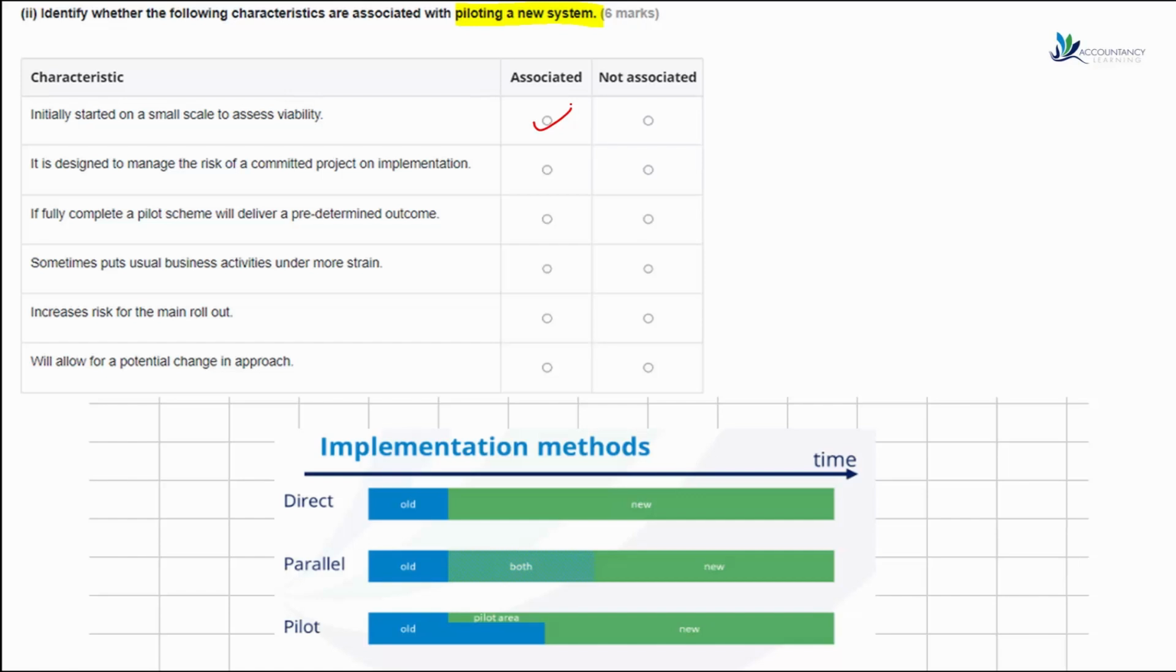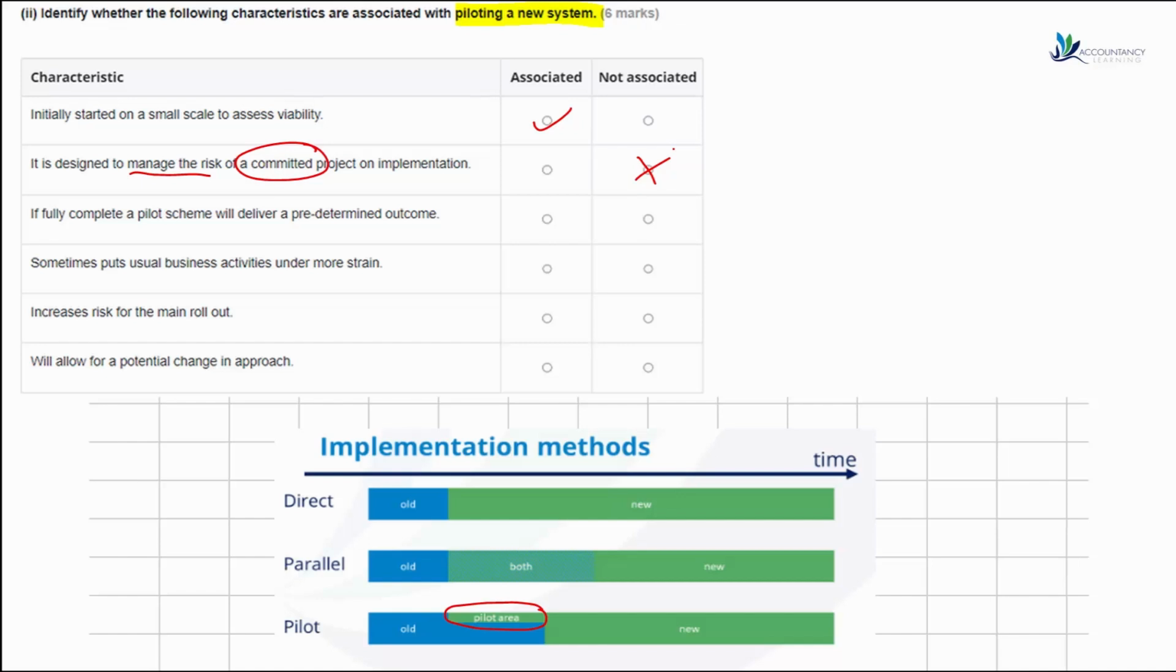Second statement: it is designed to manage the risk of a committed project on implementation. Well, there is some truth to this, because we're using it in the pilot area, and if it doesn't work in the pilot area, we can stop. So it does help us to manage the risk. But this statement says it is a committed project. If it's a committed project, then actually we aren't going to be managing the risk at all. So it's that one word that makes the difference here, and it's not associated with the pilot. If we're committed to the project, we can't really change the risk profile.